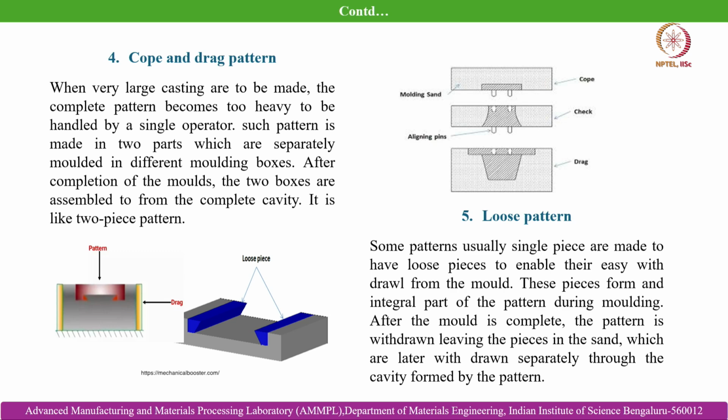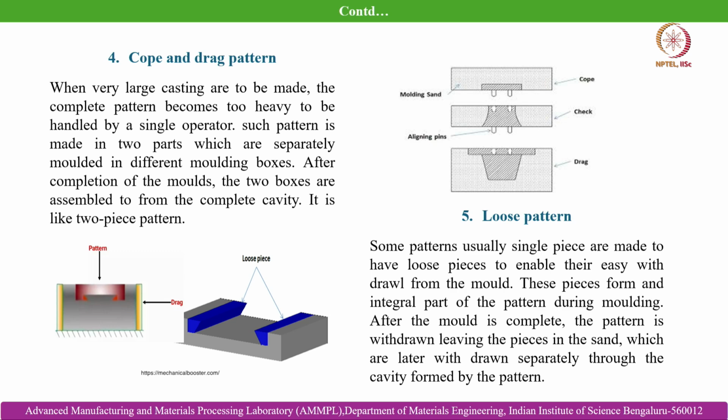It is also useful for very large castings, because in that case the patterns are quite heavy and cannot be handled by one single operator. So the work can be done separately for the cope and drag halves, and then they can be assembled. Then we will talk about the loose piece pattern.